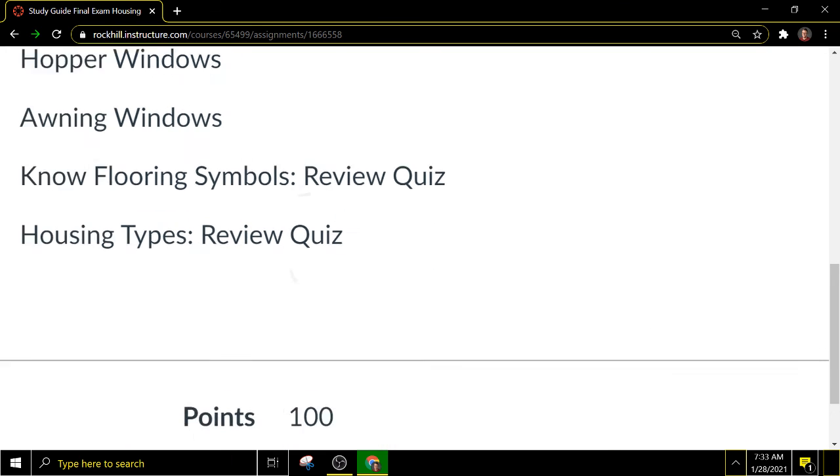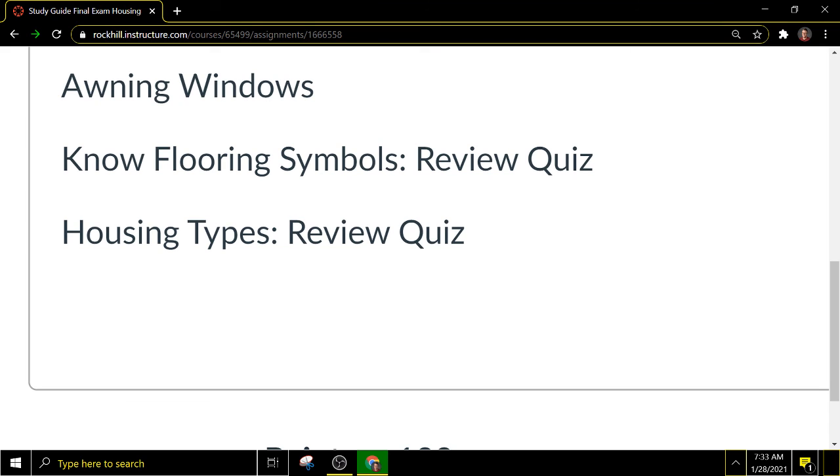And then lastly, we have the flooring symbols, which once again are going to be taken directly from your old quizzes. So go look at those. And then finally, housing types, taken directly from your old quizzes. So you can go and review those as well.